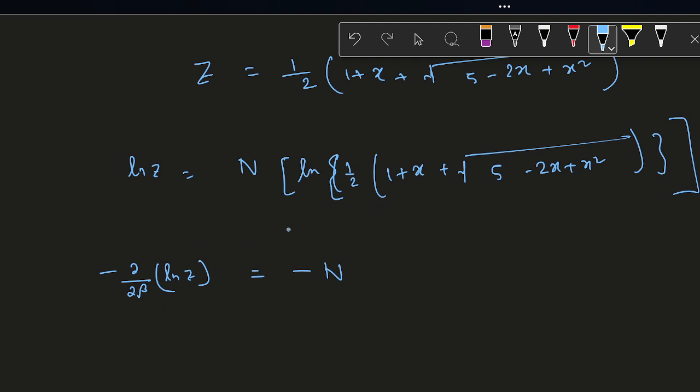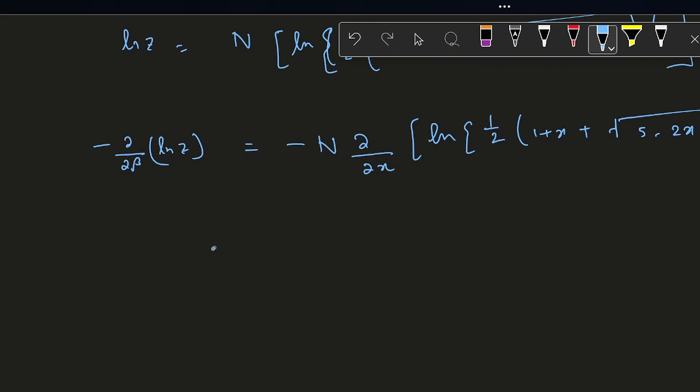So you can change the derivative form, so that you first take the derivative with respect to x and then modify it by multiplying by del x del beta. So you take del x first, the whole thing: ln of half times (1 plus x plus root over 5 minus 2x plus x squared), then multiply it by del x del beta, equal to minus n. Then you know how to take the derivative of a ln function, right?